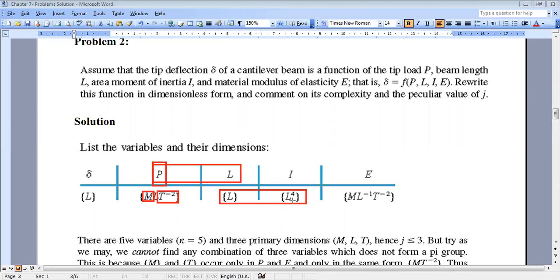And because I is L to the power 4, what will be the group then? I should divide I by what to get a dimension of 1? L to the power of 4. Very good. Because the unit of I is L4, to cancel it I need to divide by L4. So this is group 2. This is pi 2.